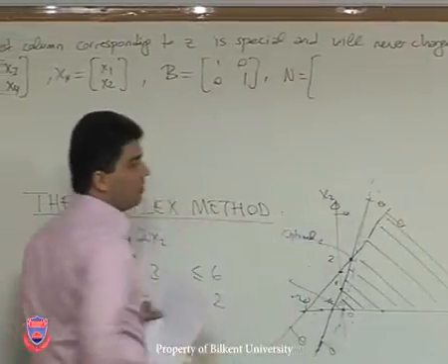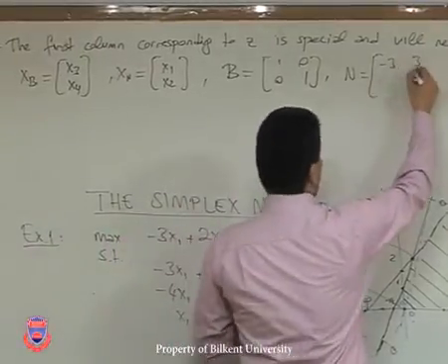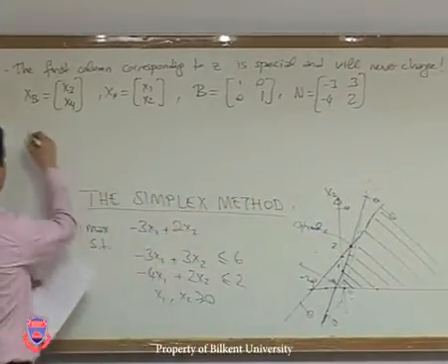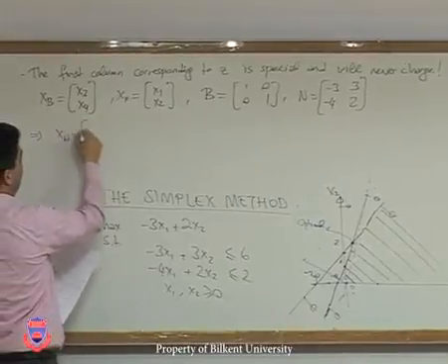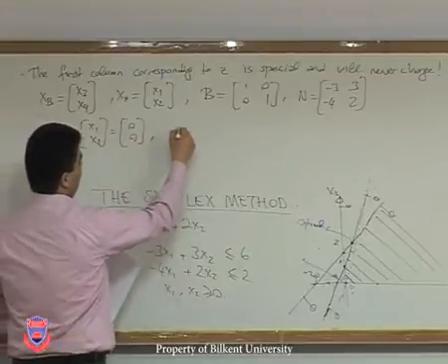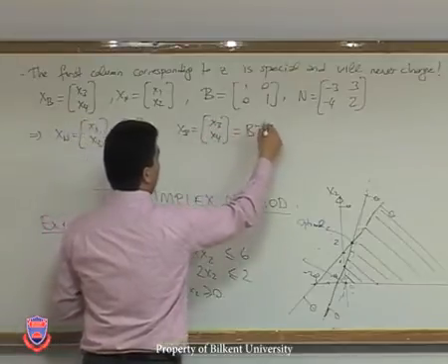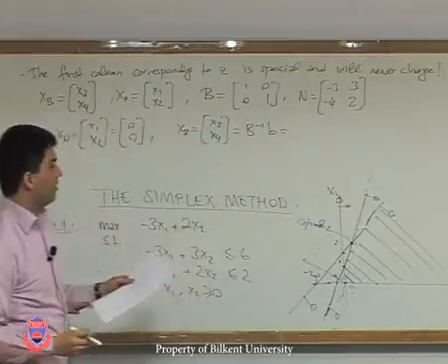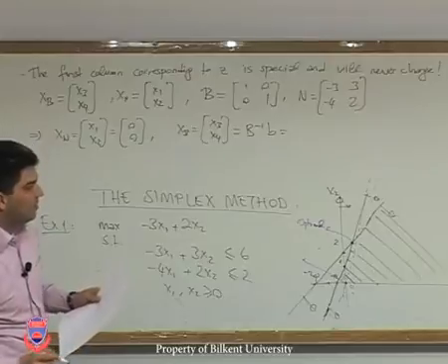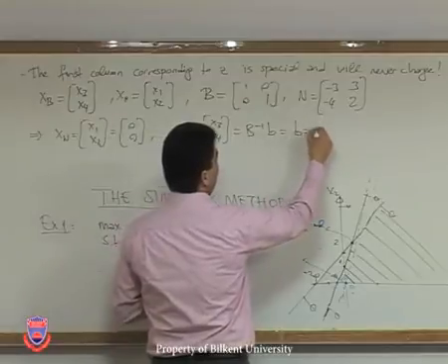And my N matrix, which corresponds to the first two columns of the A matrix, will be given by minus 3 and 3, minus 4 and 2. Just like we did earlier, I'm going to set all the non-basic variables to 0, and I'm going to solve for the basic variables, which are x3 and x4. They're given by B inverse times little b. But B is just the identity matrix, so its inverse is also the identity matrix. What's my little b? Little b is 6, 2, so as a result, this will just give me little b itself, which is 6 and 2.